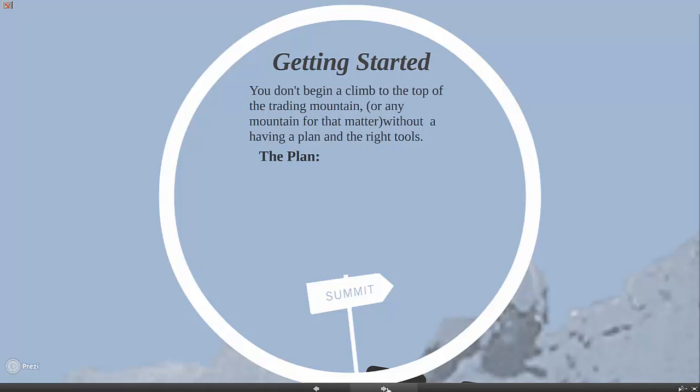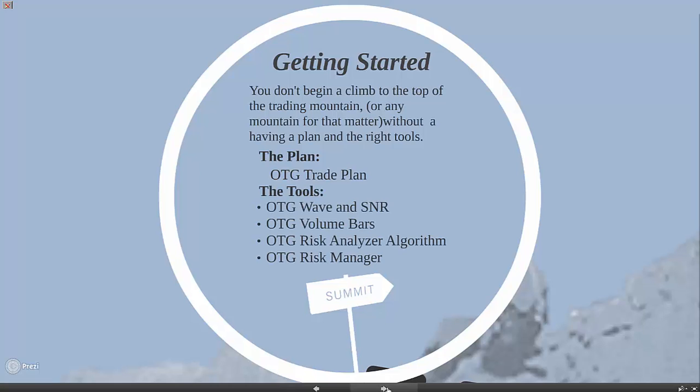All right, so what is the plan and what are the tools? So the plan, we have a trade plan. We call it the OTG trade plan. It's an indicator that bolts to your chart, and I update this trade plan before the session every day, and it's bolted directly to your chart. We have the tools that we use. We use the OTG wave tool, I'm going to show you the OTG SNR. We use volume bars, I'm going to explain what those are. We also use the OTG risk analyzer algorithm, and you're not going to have seen anything like this before.